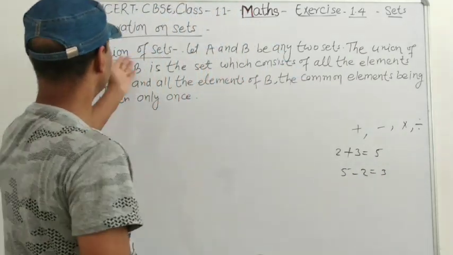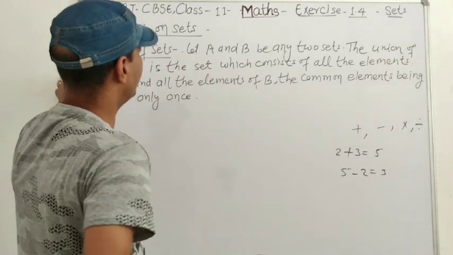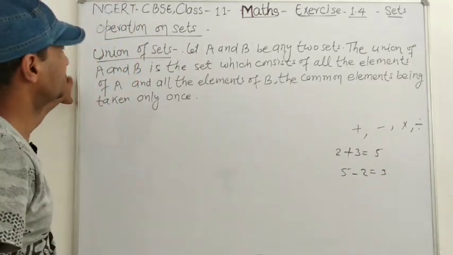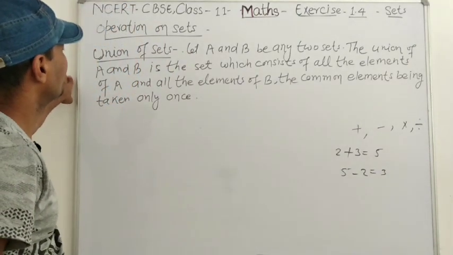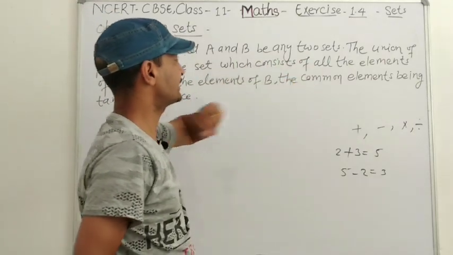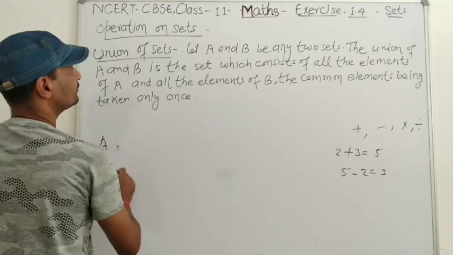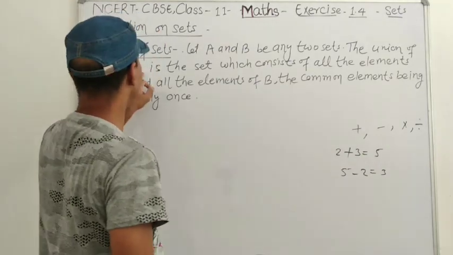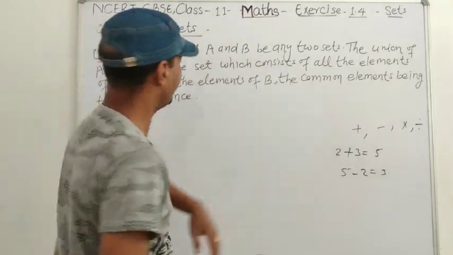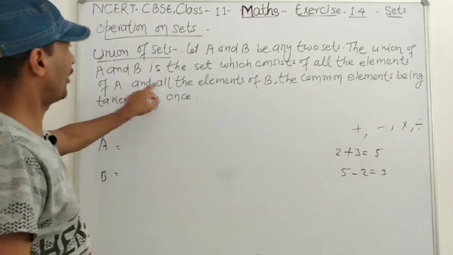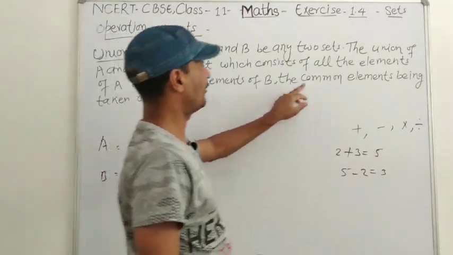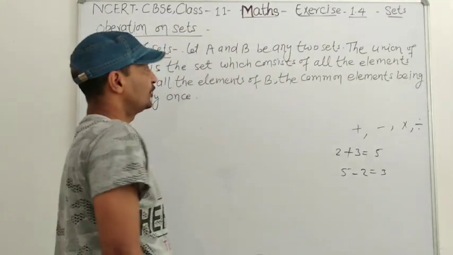Like the same, for operations on sets we have two topics here: union of sets and intersection. So what is union? Let A and B be any two sets. One set will be given as A, the other set will be B. The union of A and B is the set which consists of all the elements of A and all the elements of B, the common elements being taken only once.